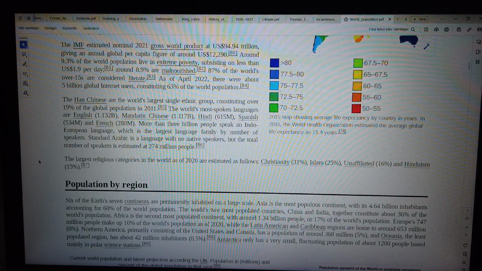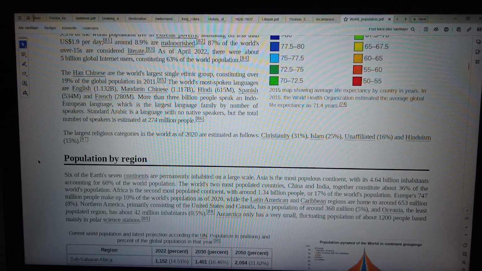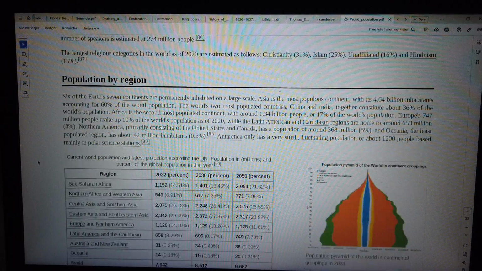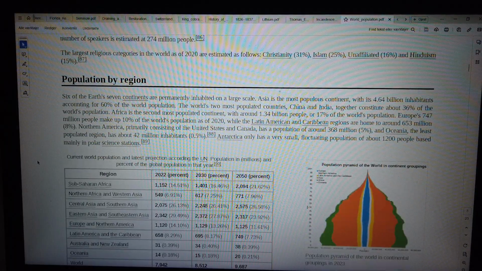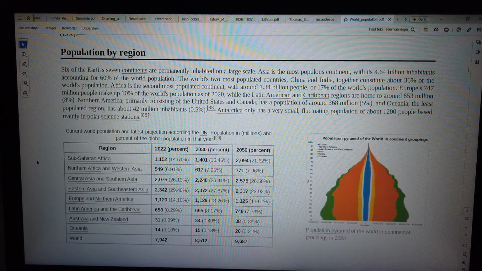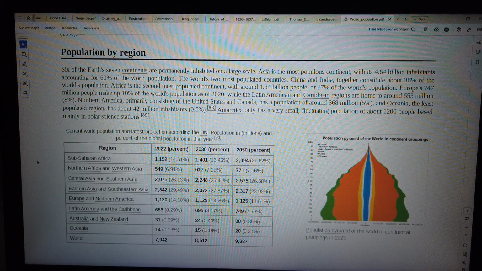83. As of April 2022, there were about 5 billion global internet users, constituting 63% of the world population. 84. The Han Chinese are the world's largest single ethnic group, constituting over 19% of the global population in 2011.